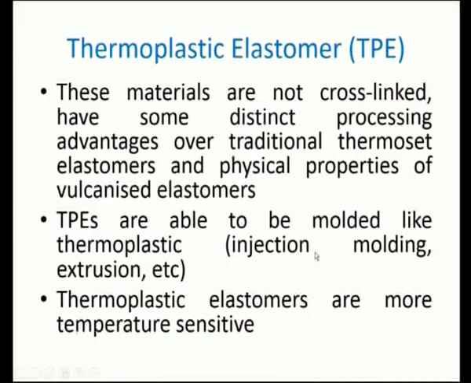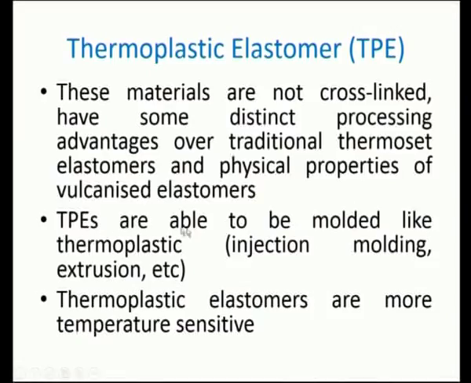Another class is thermoplastic elastomer. Thermoplastic means that while heating, it will melt. These materials are not cross linked, and have some distinct processing advantages over traditional thermoset elastomers and physical properties of vulcanized elastomers. So, they have some different properties compared to vulcanized elastomers. It does not have much cross linking. That is why if you heat it, it will easily melt or easily get softened.